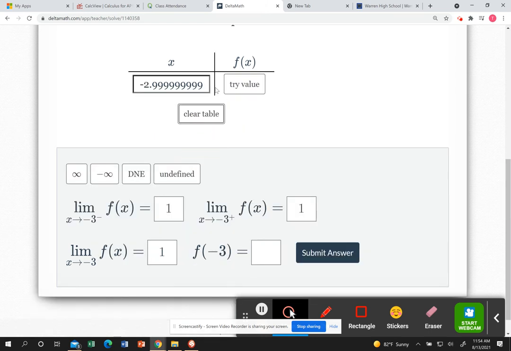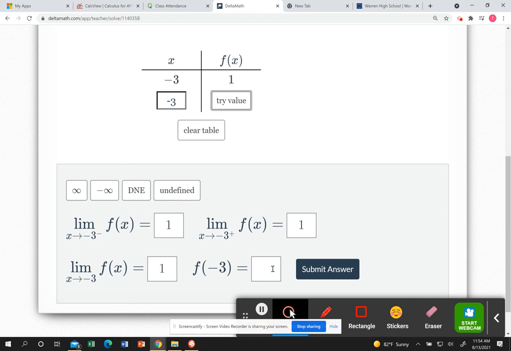To find the last one, remember this is just the order pair. So for that one, you just need to put -3. And then try the value. So what is the answer to this one right here? 1. There it is. Alright, now you try it.